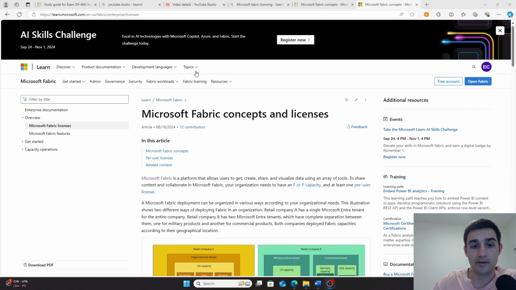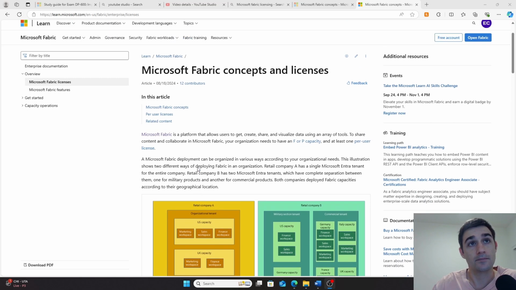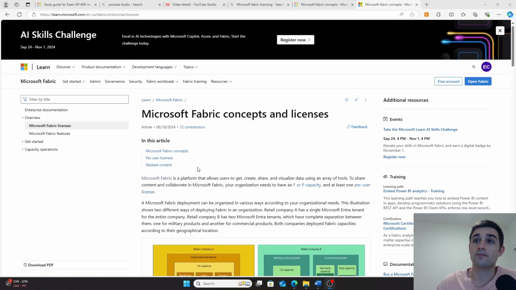So I have an article here that Microsoft has put together. I'm going to link it down in the description, and I'd encourage you to go ahead and read it. But let's review how licensing works for Microsoft Fabric. In order to use Microsoft Fabric, your organization needs to have a license. It needs to have either an F SKU license or a P SKU license. A P SKU license is a Microsoft Power BI Premium capacity license that Microsoft has currently discontinued because they're moving everyone over to the F SKU, which is Microsoft Fabric.